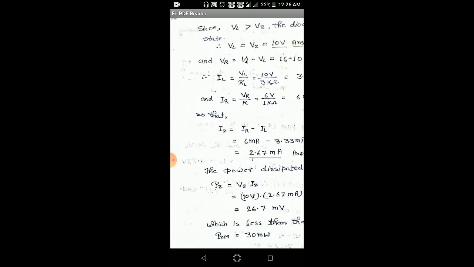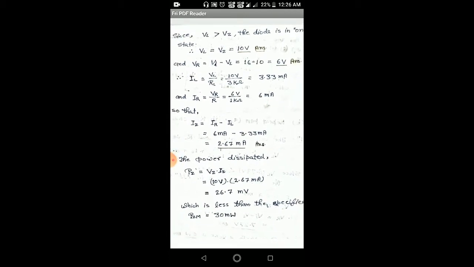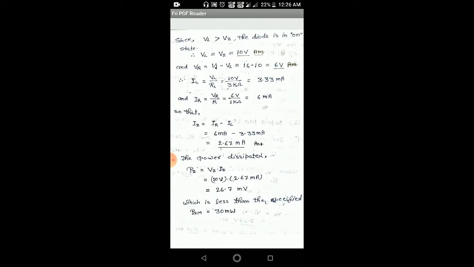Here we can see the 12 volt is greater than the 10 volt, that is the value of VZ. So in this case the Zener diode will be on. So we take the value of VL equal to the Zener breakdown voltage VZ. So VL equal to VZ equal to 10 volt, and VR equal to VI minus VL, that is 16 minus 10 equal to 6 volt.